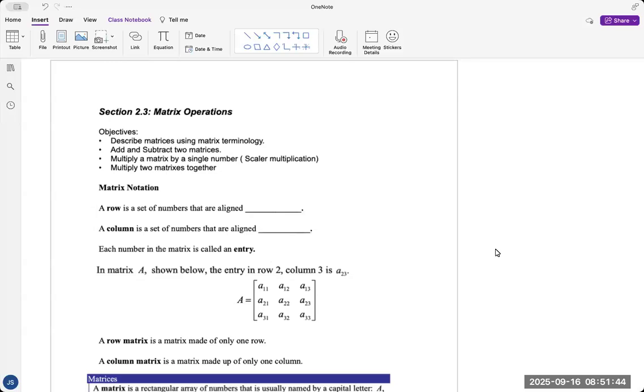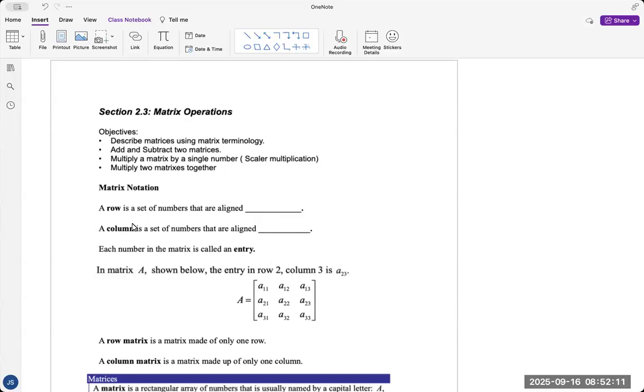Good morning, class. This is 2.3 matrix operations. The objectives here are to describe matrices using matrix terminology, to add and subtract two matrices, multiply a matrix by a single number called scalar multiplication, and then multiply two matrices together.